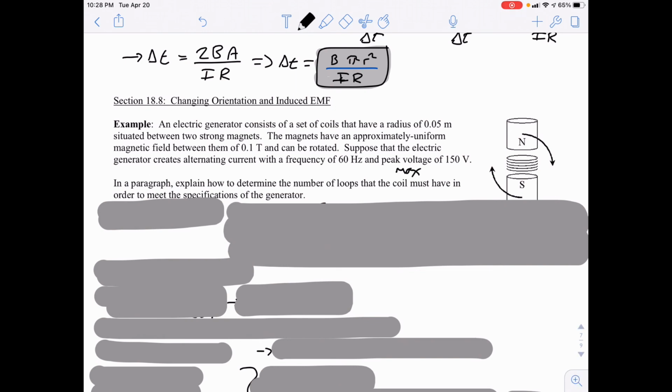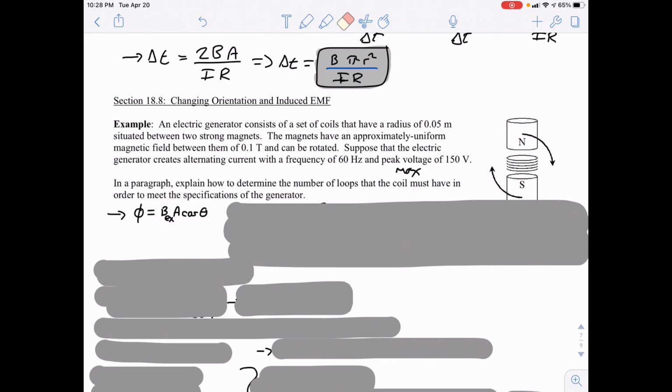In a paragraph, explain how to determine the number of loops the coil must have in order to meet the specifications of the generator. Well, I'm not going to write a paragraph in this per se. I'm going to work the problem with you to show you that if you set the math up correctly, you would then follow it up with sentences. Okay, so here's what we can start.